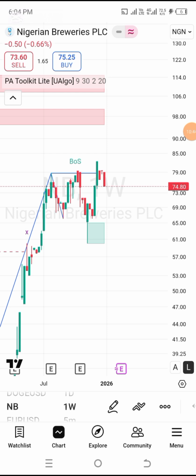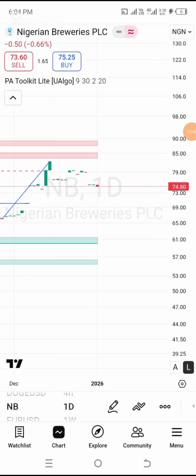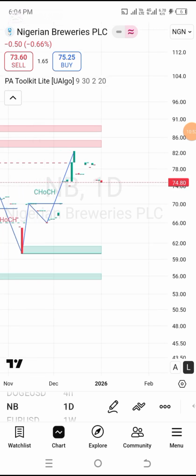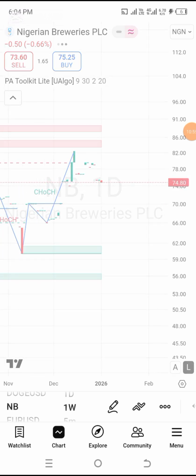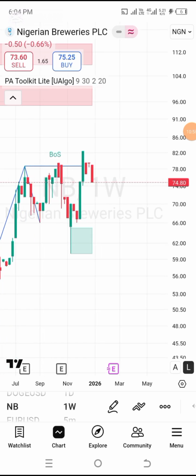So you can always change the time frame. This is the daily time frame. On the daily time frame, each of these candles represents what has happened in the day, while on the weekly time frame, each of the candles represents what happened weekly. So you can set a limit order at 60 naira or 65 naira. Wait for it to get to entry, so we'll buy.